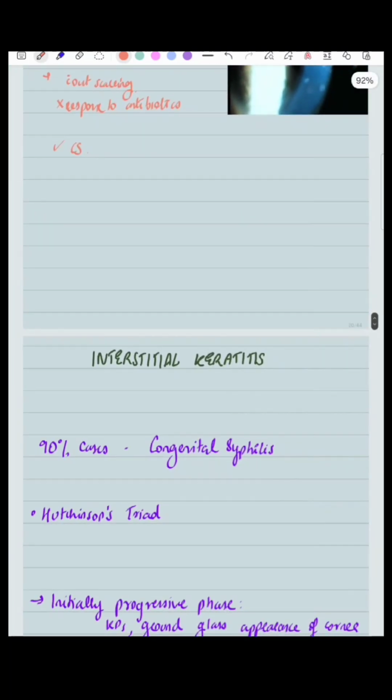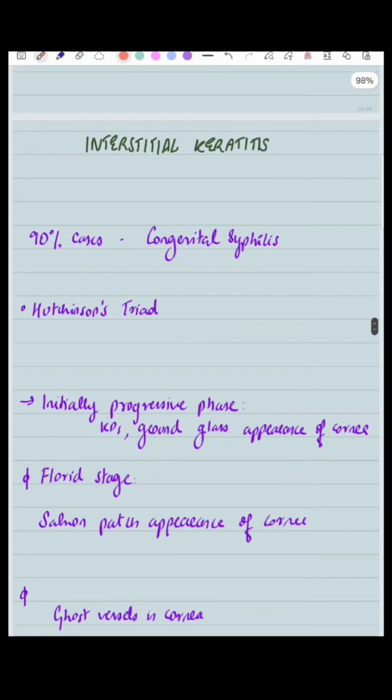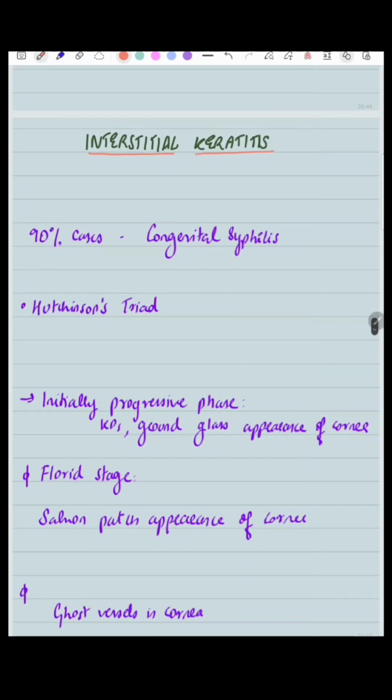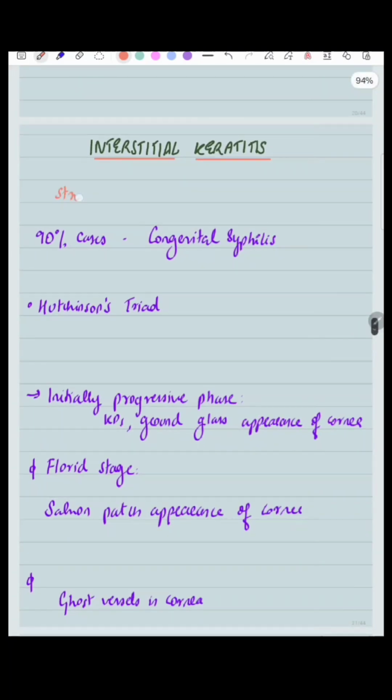Next is interstitial keratitis. In interstitial keratitis there is inflammation of the corneal stroma, without primary inflammation of the epithelium or endothelium. There is syphilitic luetic interstitial keratitis. 90% of cases are associated with congenital syphilis. It is usually bilateral in congenital syphilis and unilateral in acquired syphilis.